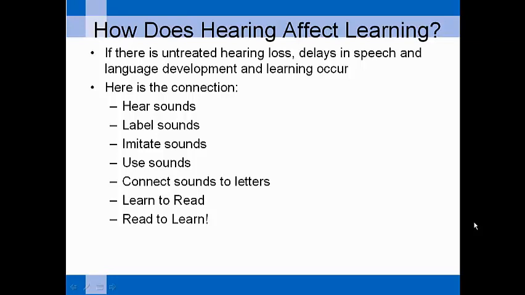With normal hearing, we hear the sounds, we listen to those sounds, we learn what they are and we label them: A is the A sound, or the S sound is S. Once we learn that, we imitate them and learn to use those sounds. Then as we get older, we connect the D sound to the letter D and so on. We associate those sounds with the letters.